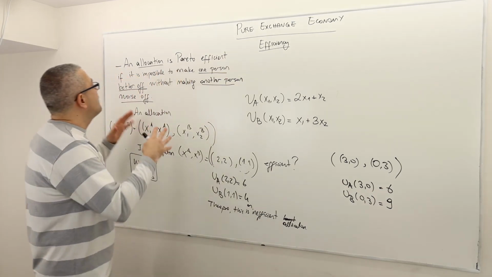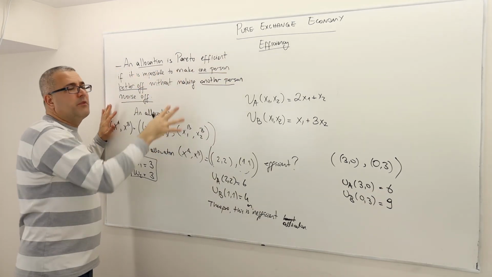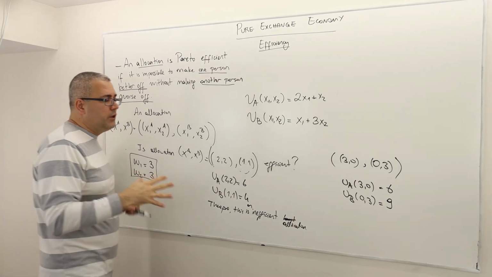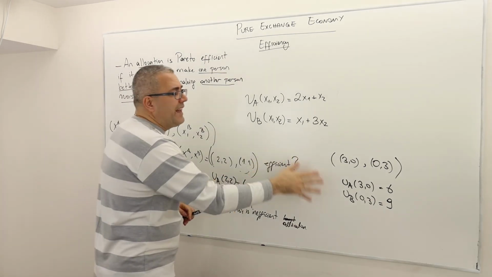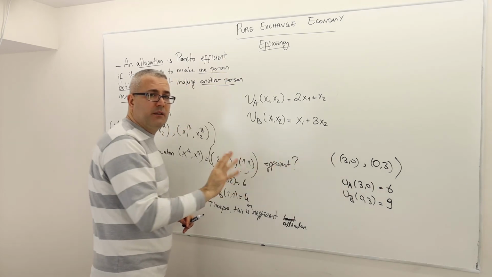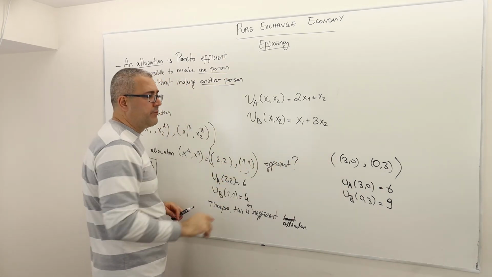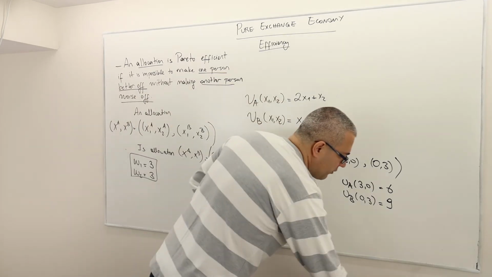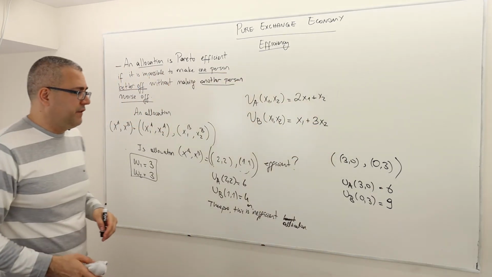Well, showing that something is efficient is actually very difficult, as you see, because you have to show that you can never find such a bundle, all right? Never, ever. So let's try to come up with some allocation which is in fact efficient.